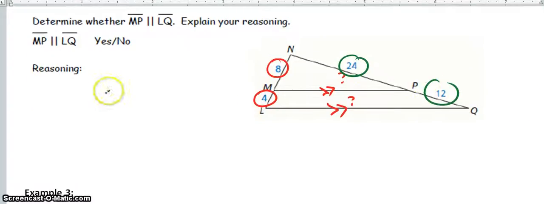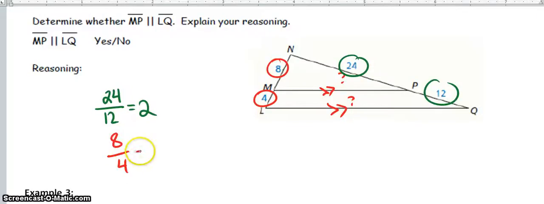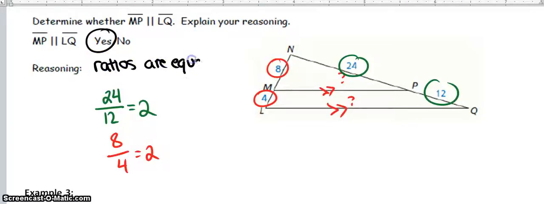So the ratio of 24 to 12, well, what's 24 divided by 12? It gives me 2. Is the ratio of 8 to 4 also 2? Well, what's 8 divided by 4? Is that 2? Yes, it is. So I would say yes, it is. I would want to show my calculations, but I always want to give a reason and be able to explain it. So my reason is the ratios are equal by side splitter theorem. You can write it out on your own paper. But that's another application of side splitter.